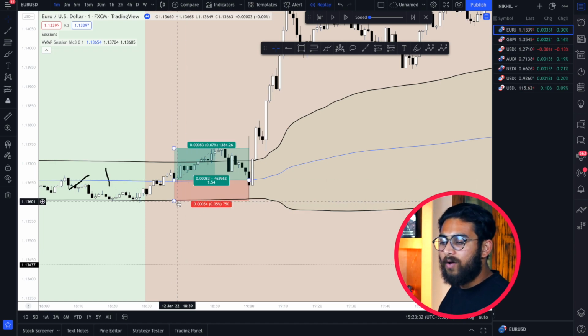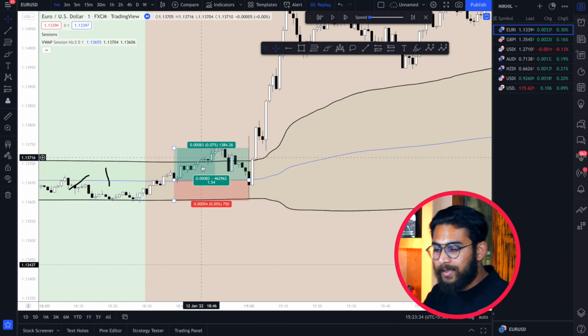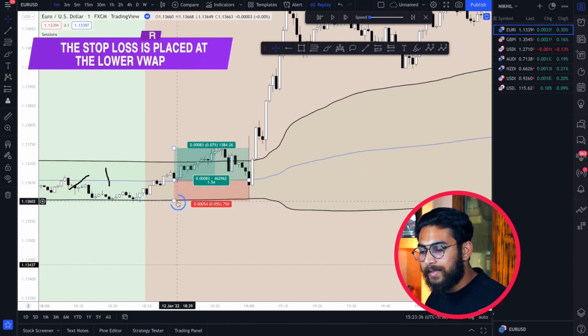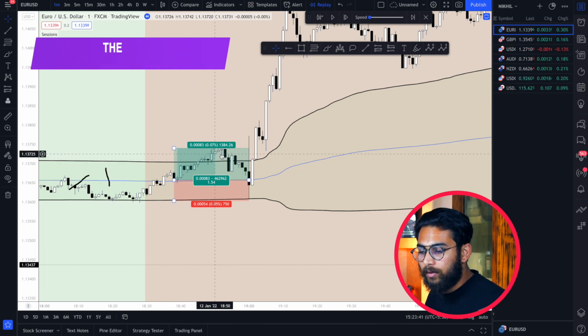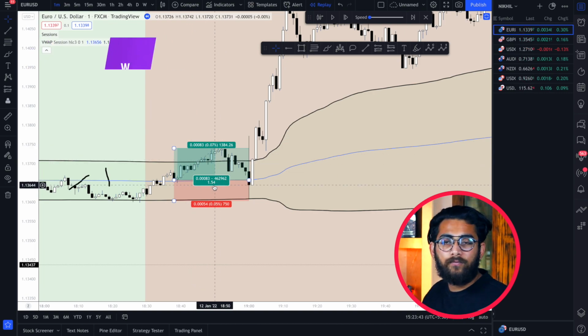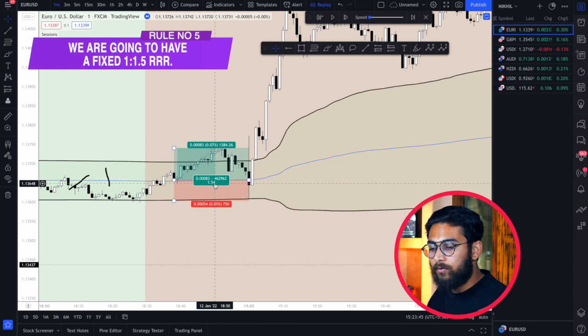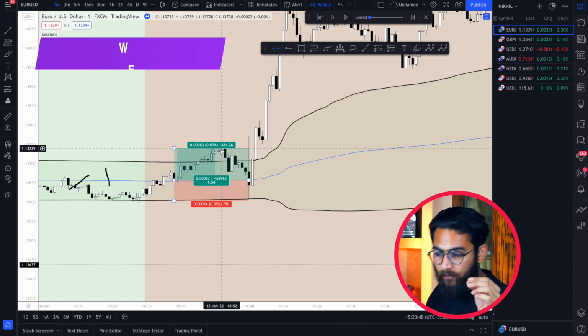Now see where I have placed the stop loss. Since this is a long trade, the stop loss is placed at the lower VWAP line, and that's rule number 4. With this strategy, we are going to have a fixed risk to reward ratio of 1 to 1.5, and this is rule number 5.